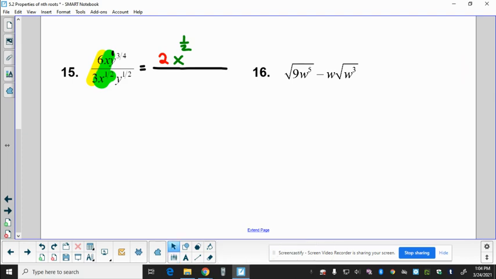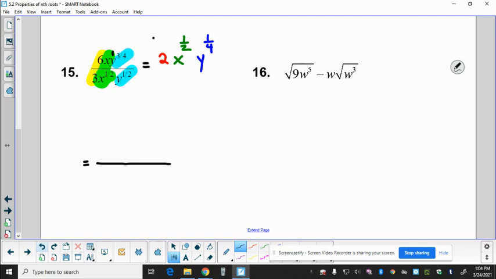And then finally, how about the y's? And since they're being divided, we can subtract them. So that'd be y to the 3/4 minus 1/2. That's like 2/4. So the 3/4 minus 2/4, 1/4. And there would be a 1 left behind, but I guess we don't even need that, do we? And we don't really need that fraction bar. So I guess there's our answer right there. All right, let's head on to number 16.